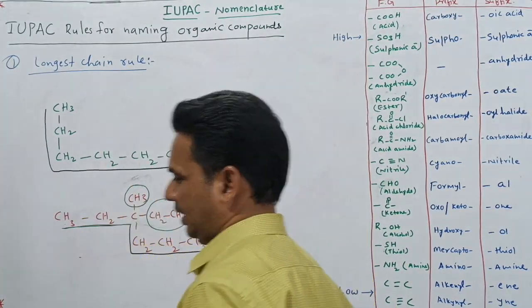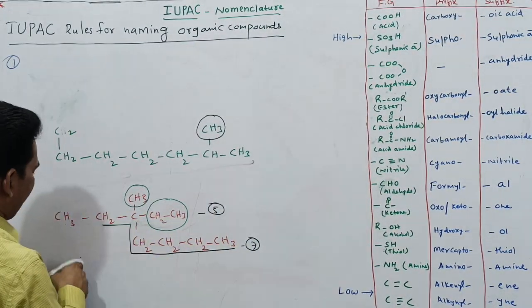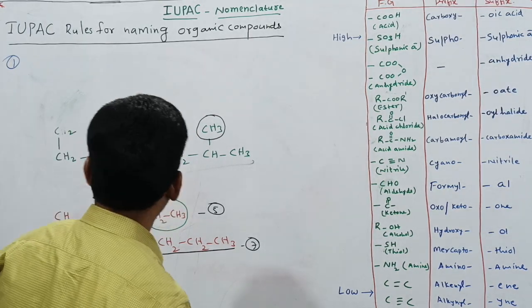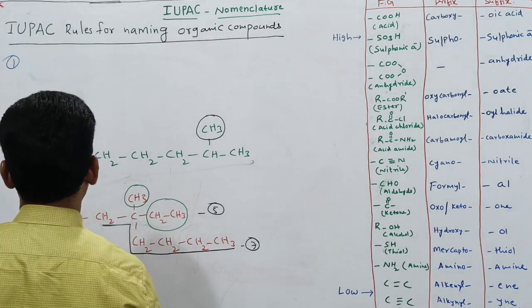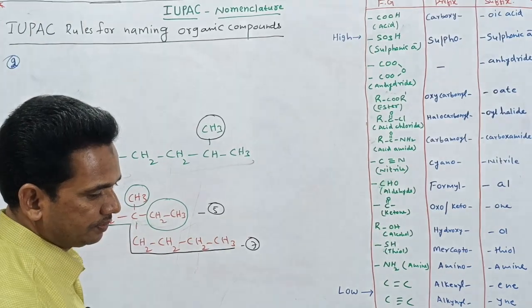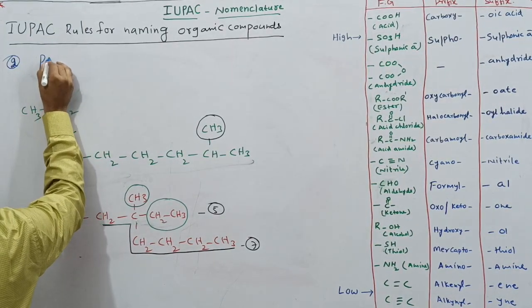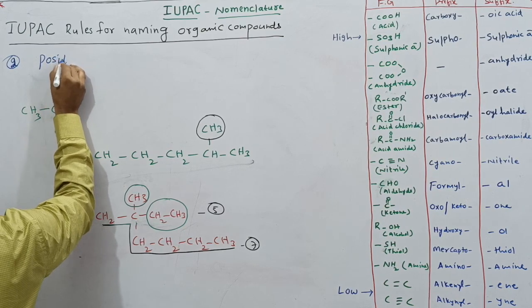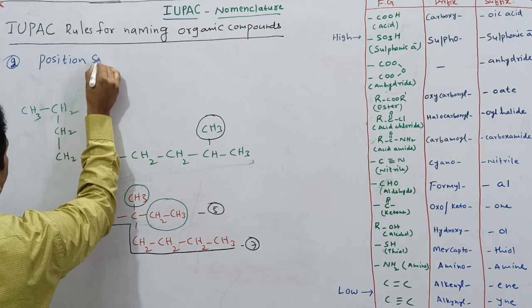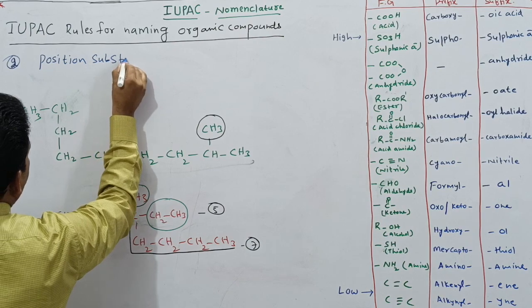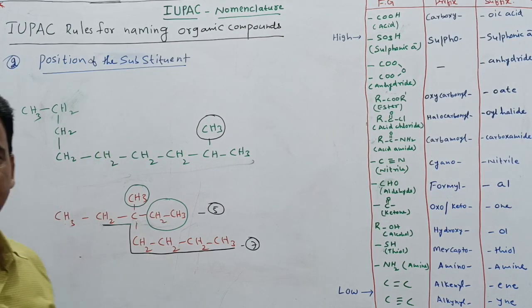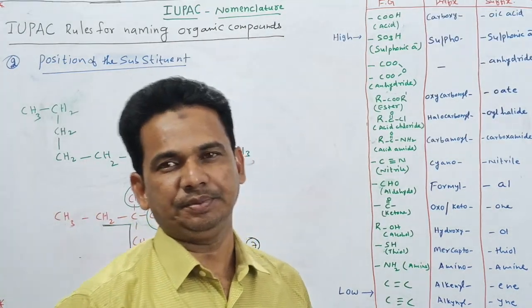Now we'll go for the second rule. Example I will keep. The second rule is the position of the substituent.